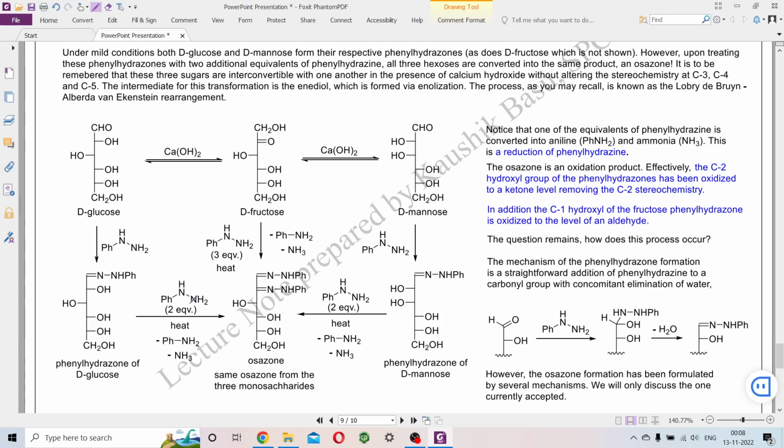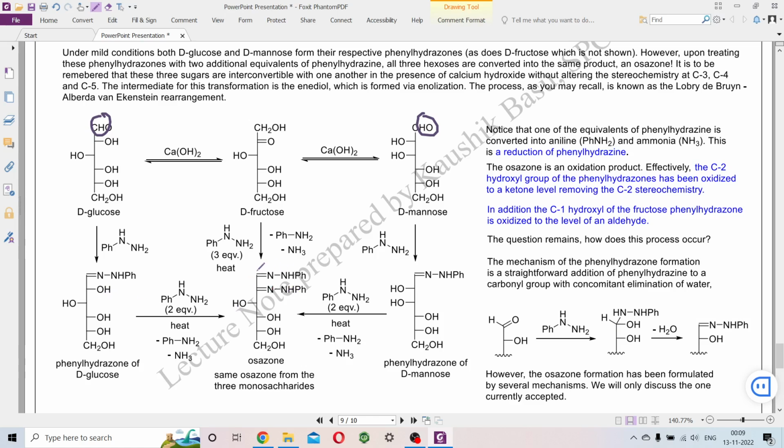In all these cases, when you treat this with excess phenylhydrazine, one molecule of aniline is eliminated and ammonia is eliminated, and obviously in this case a water molecule will eliminate, and in this case one water molecule will also eliminate. So what is happening? The first part is kind of okay, because that's a nucleophilic addition-elimination pathway: formation of the corresponding tetrahedral intermediate, and then elimination of water gives rise to the corresponding phenylhydrazone.